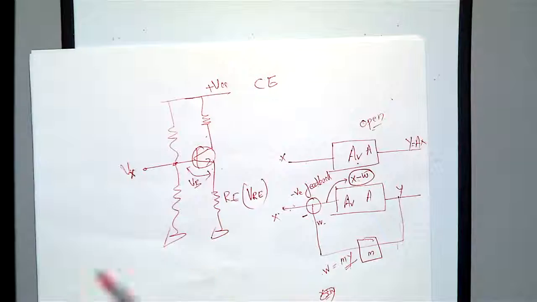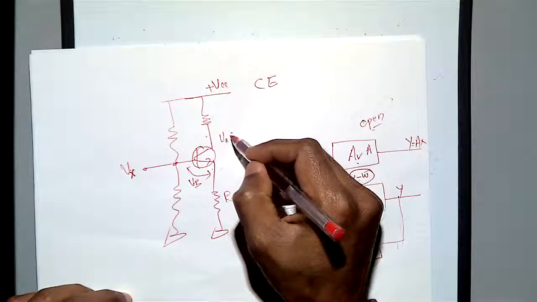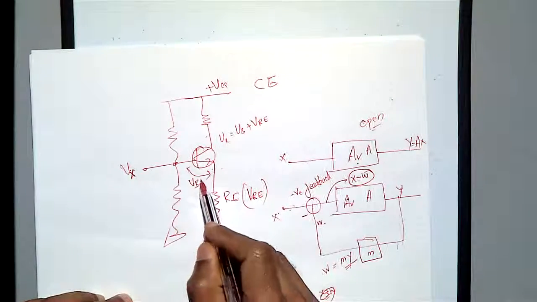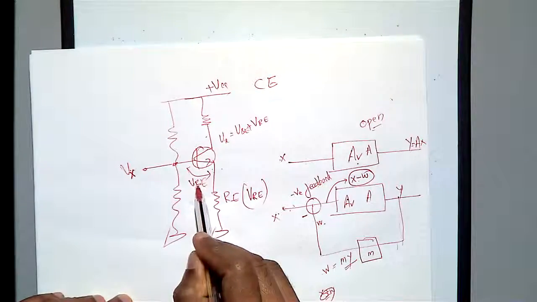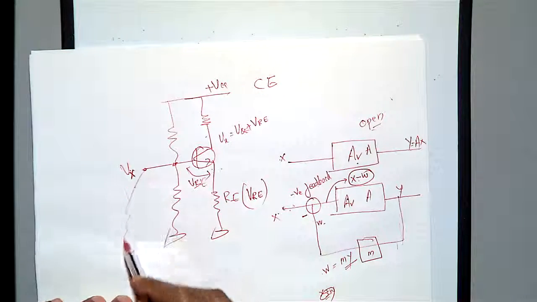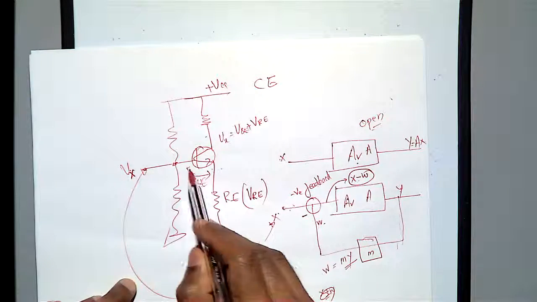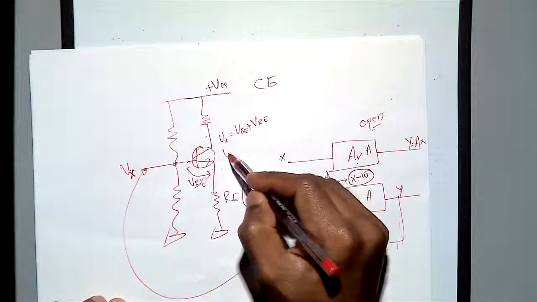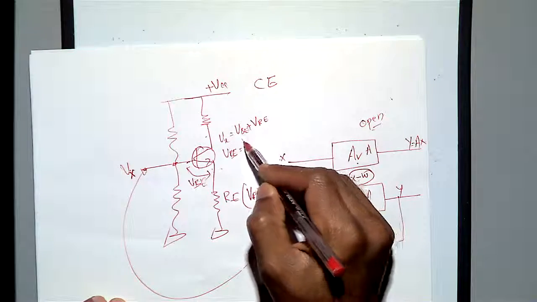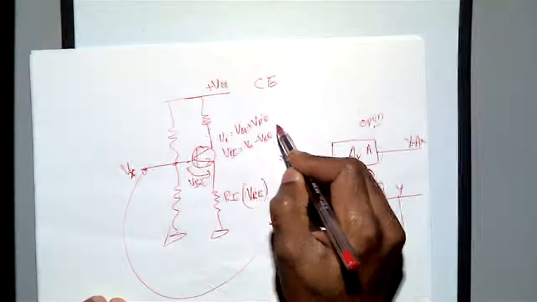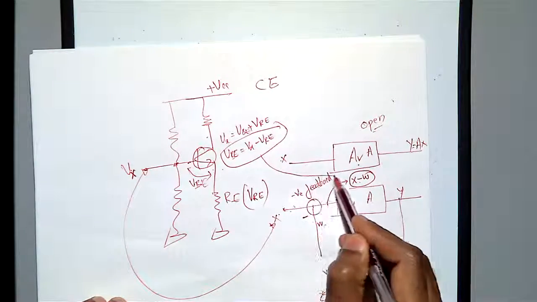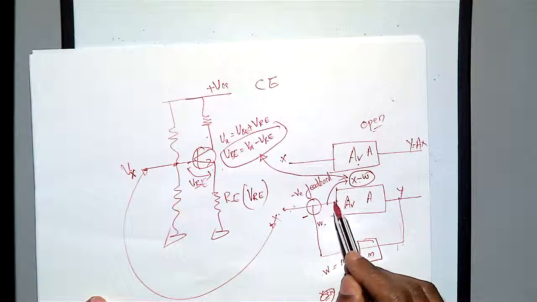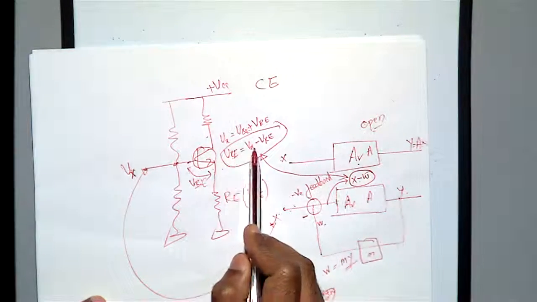Why? Because if you write down Vx, your Vx equals VB plus VRE. Vx is your input, equivalent to this X. But VB is the voltage actually going to the input of the amplifier. So when you calculate VB, it is equal to Vx minus VRE, which is equivalent to this one. X minus W is going to the input of the amplifier and is amplified. Same way here, VB equals Vx minus VRE.